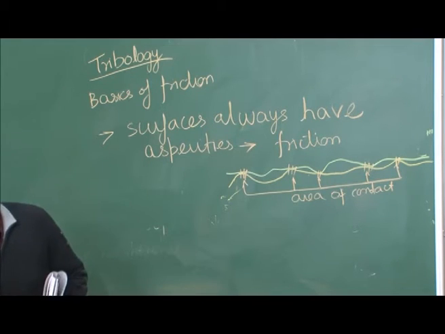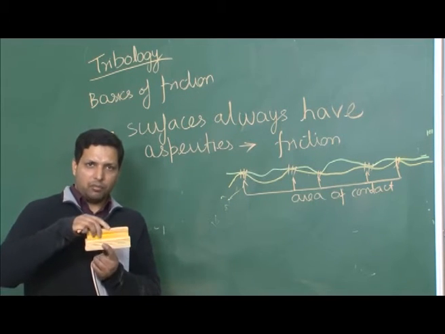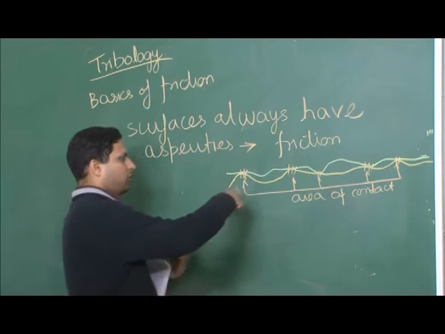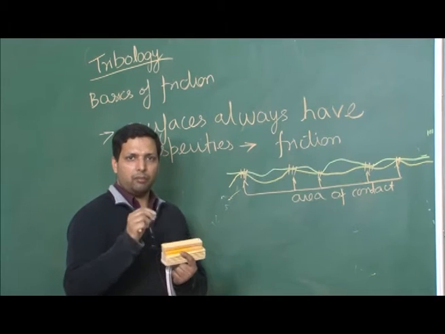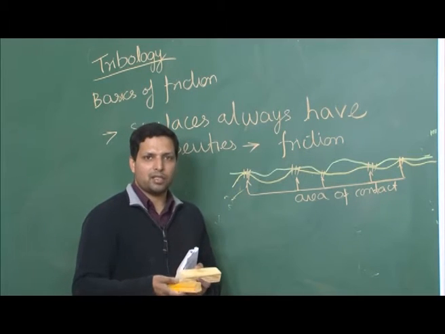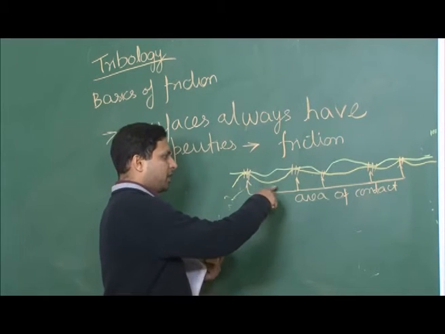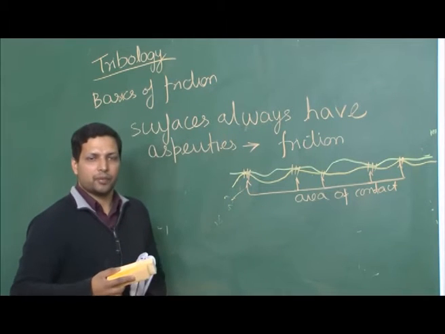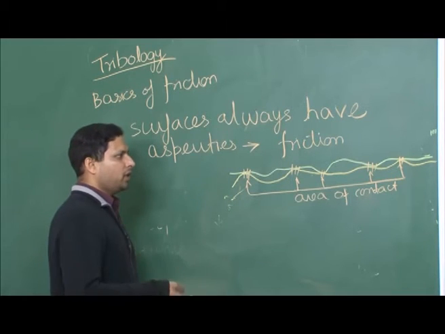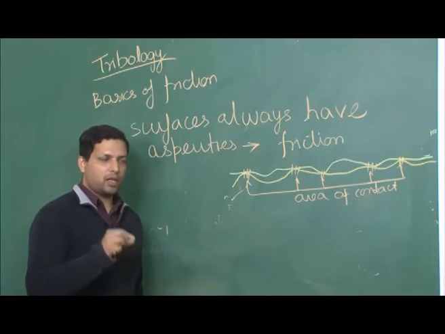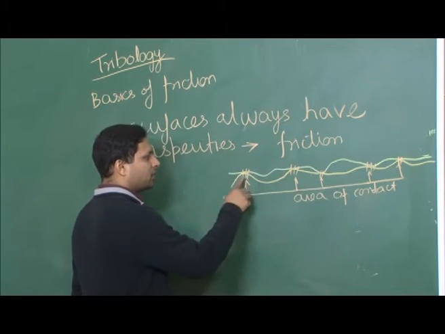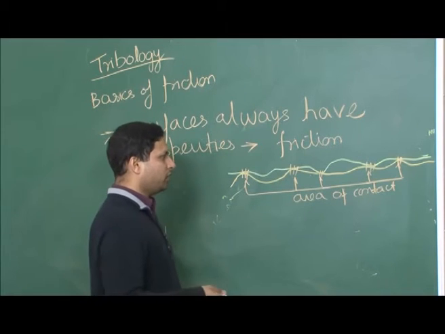So, for example, when I put these two together, it may seem like both of them are touching throughout the plane, but that is not the case. At some level, maybe micro level, in some cases nano, and in some cases even macro, as in this case, there will be asperities, and it is only the asperities that are in contact. It is only at these points that they are actually touching, and this is the only area of contact. Now if you try to move, you are actually moving these asperities against these hills, and it is these that create friction.